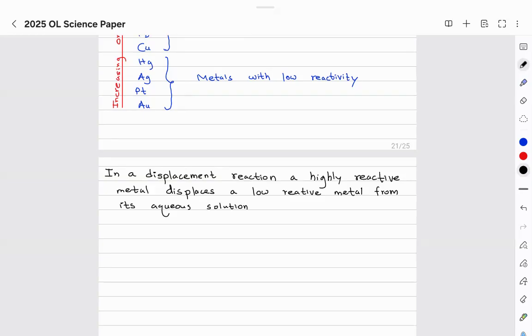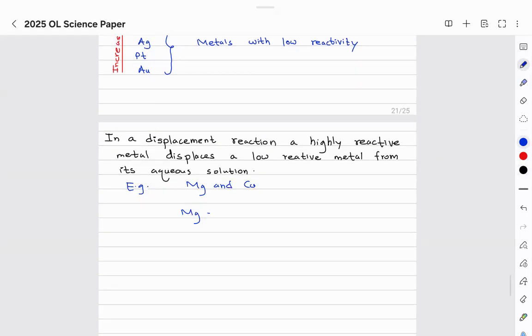Now let's take an example, magnesium and copper. Imagine magnesium is reacting with copper sulfate. Will there be any reaction? When copper is reacting with magnesium sulfate, will there be any reaction? What do you think? Now, in the activity series, which element is more reactive, magnesium or copper?